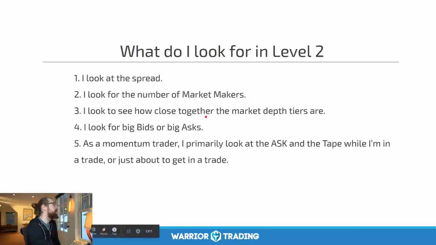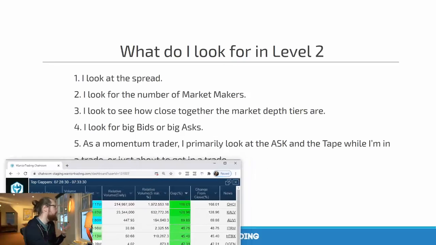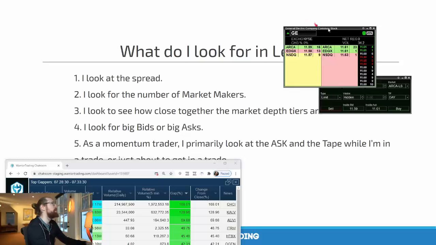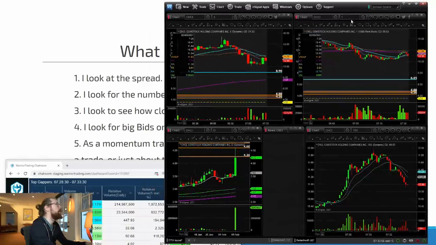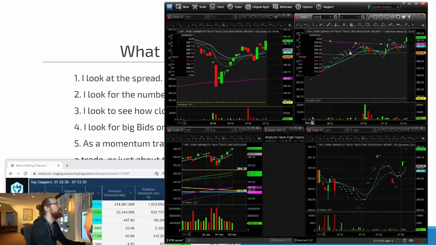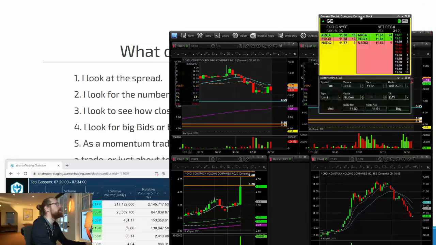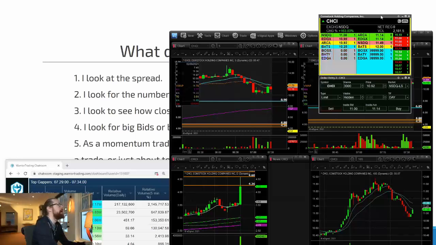All right, so what do I look for in level 2? The second a stock hits my scanner, whether it's the Gap scanner or the High Day Momo scanner, so, CHCI hits my scanner, the first thing I do, just to comment on my workflow again, is, because I use eSignal for charting, I'll type in the stock here. It usually takes a second to load. So while I'm typing it in, I drag my mouse over to here and type in the quote. The quote loads instantly. So I load the chart, let it load, and by the time I'm on the quote, I've got both up at the same time.